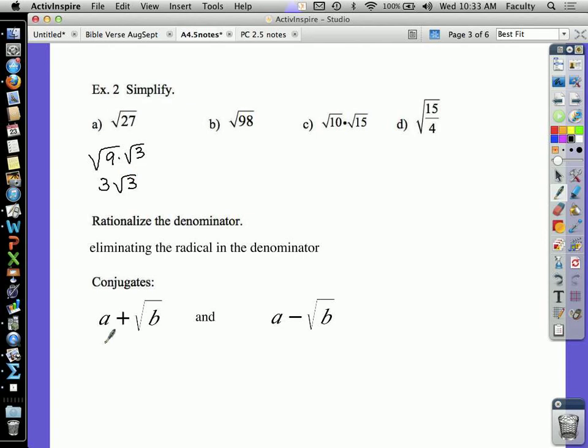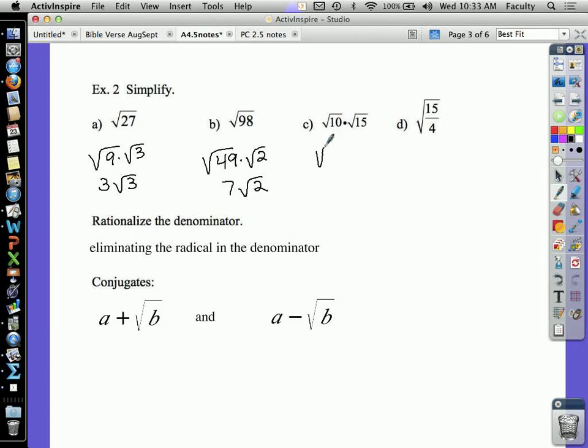Alright, when I'm looking at letter B though, boy, nothing's jumping out at me, but it's even. So 2 goes in there. 2 times what? 49. Oh, isn't that nice? Because 49 is a perfect square, isn't it? So that's 7 square root 2.